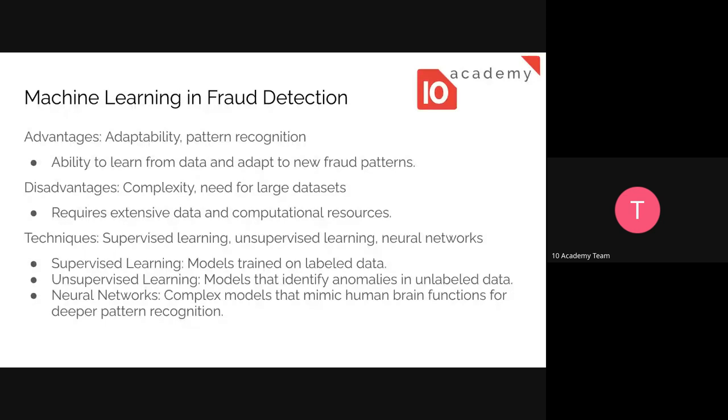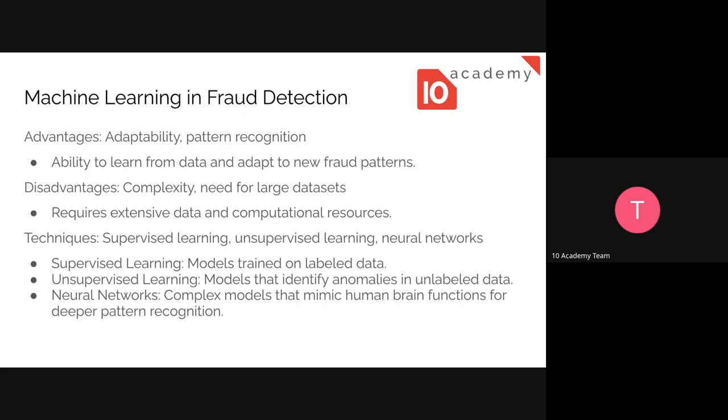But it is rigid. Machine learning in fraud detection: its advantage is adaptability and pattern recognition, the ability to learn from data and adapt to new fraud patterns. From previously collected data, it will try to learn, adapt, and recognize patterns, like any machine learning algorithm. Its disadvantage is that it is somewhat complex. It's not as simple as rule-based, and it needs large data sets to make the model predictions accurate.